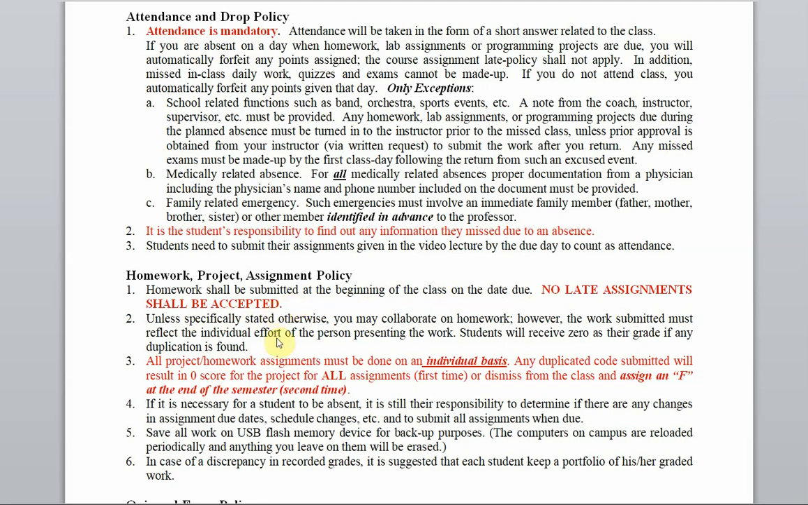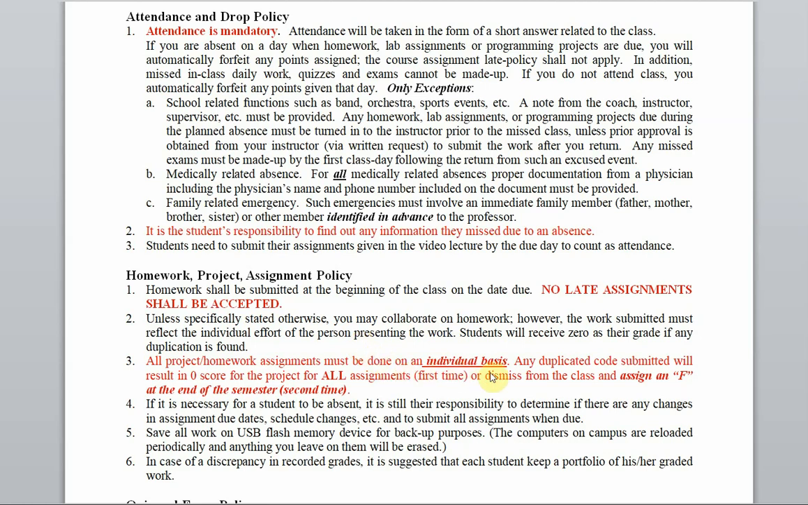Unless specified otherwise, you may collaborate on the homework. However, the work submitted must reflect an individual effort. So you guys can talk, you guys can think about what the structure is. However, when you are writing the code, you need to write your own. All project and homework assignments must be done on an individual basis.